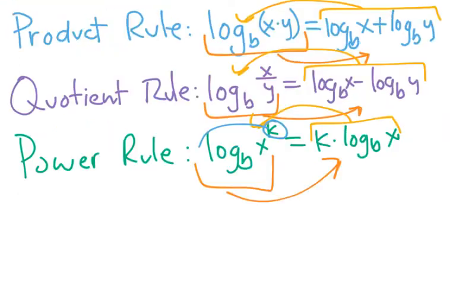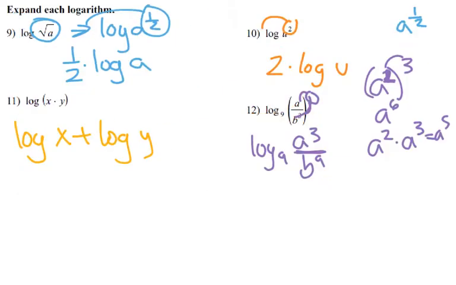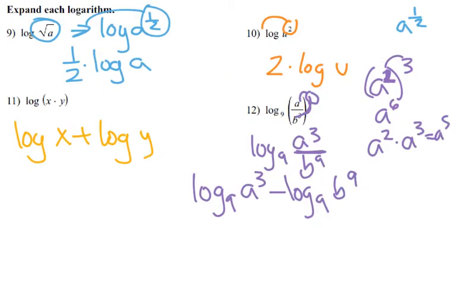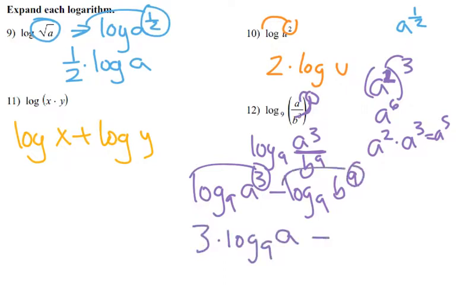So I want to split it up using the quotient rule. So I get log base 9 of a cubed minus log base 9 of b to the ninth. Then we're going to use our quotient rule, or wait, we did use it. Now we're going to use the power rule to finalize this. So 3 jumps down and I get 3 times log base 9 of a minus this 9 jumps down, 9 times log base 9 of b. And that's my answer. Okay?